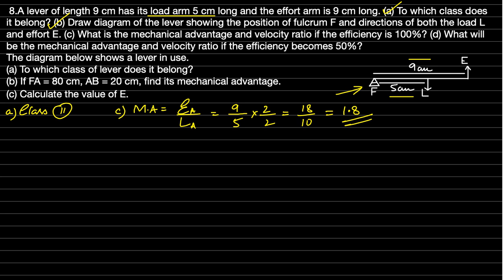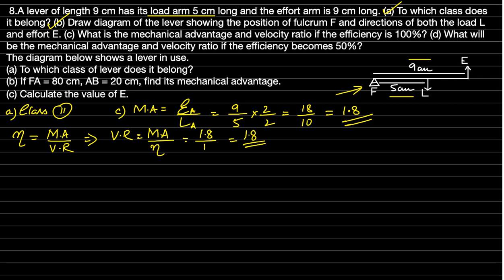and velocity ratio if efficiency is 100%. Now we know the formula for efficiency. The formula for efficiency is given by the letter eta, that is written like this, something like n. So efficiency is equal to mechanical advantage by velocity ratio. So efficiency is the ratio of mechanical advantage and velocity ratio. So velocity ratio from this equation will be equal to, VR will be equal to mechanical advantage divided by efficiency. So mechanical advantage, we just got it as 1.8, divided by efficiency, which is 100%. That means we have to take it as 1. So 1.8 by 1 is 1.8 itself. So we have got velocity ratio as 1.8.